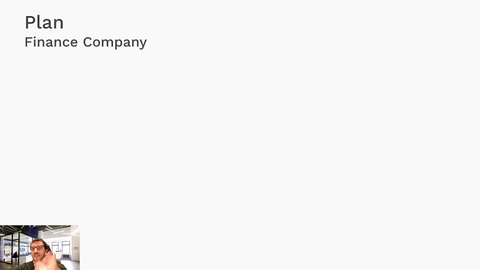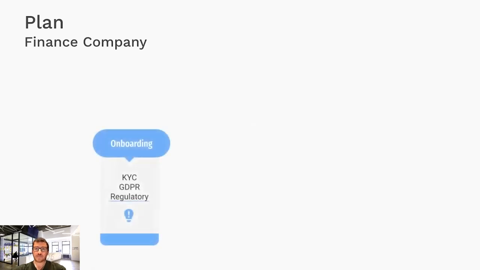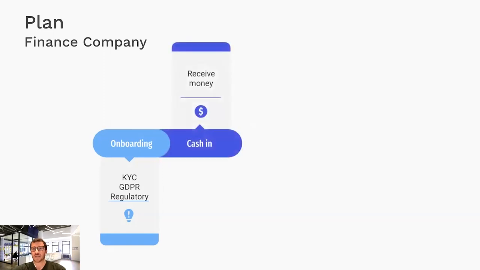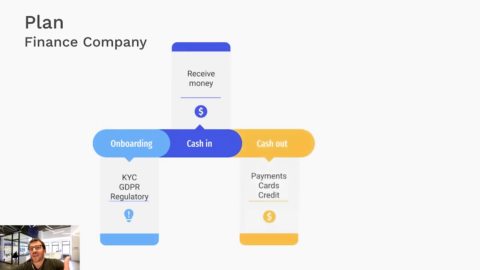So first, let's imagine we are creating a product team for a finance company. It's very fair to say the customer journey: every customer will start with onboarding. Then we'll need to move to cash-in because you will create your account. We have a lot of regulatory stuff, GDPR, know your customer. But after you create your account, you will need to put money in, right? Then you would like to take money out, right? You will pay your bills, you use your credit cards, and all of that.